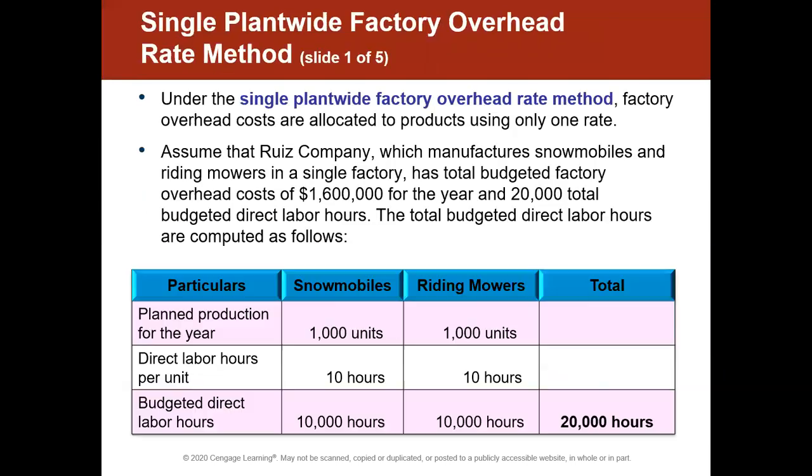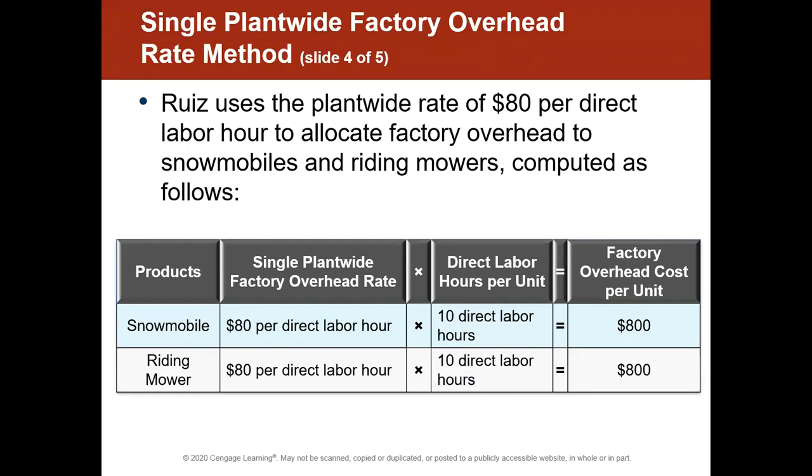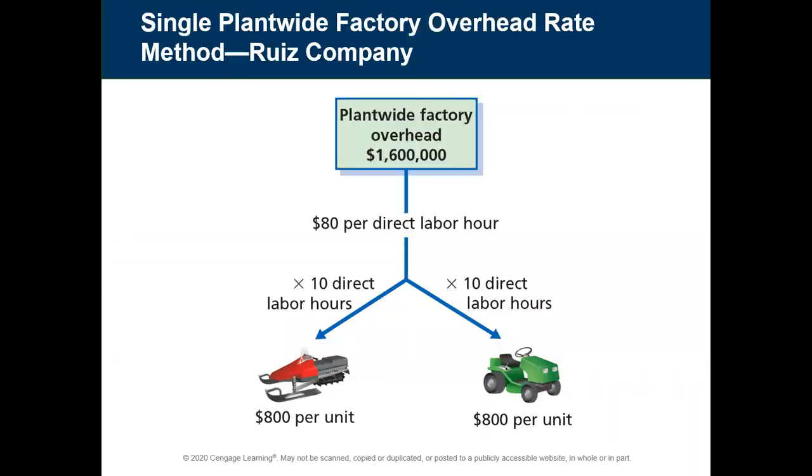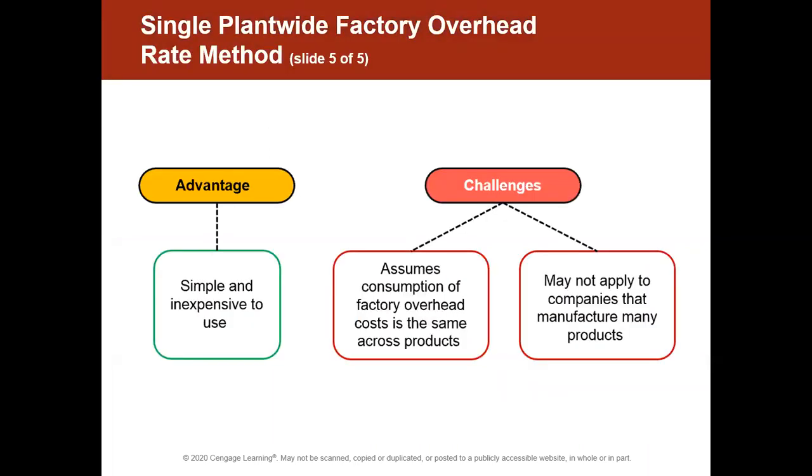So to figure out the total cost of the unit, we would take the direct materials, direct labor, plus the overhead that we calculated by doing $80 per direct labor hour. Okay. So the advantage of this is that it's simple.